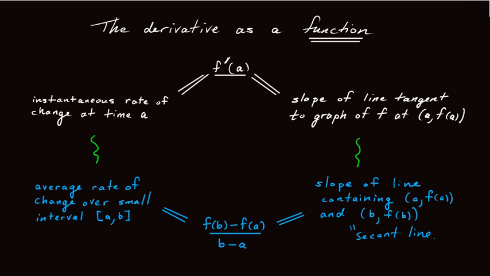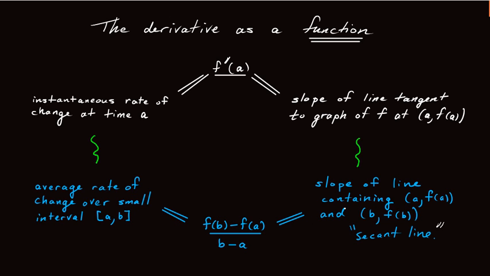Now, to understand these two things, to estimate them, we use this formula. In particular, the instantaneous rate of change is estimated by the average rate of change over a very small interval that includes the point a. Or the slope of the tangent line is estimated by the slope of the line containing (a, f of a) and (b, f of b). That's also known as the secant line. In either case, what's important to estimate the derivative is the average rate of change formula, which is also the slope of the secant line.